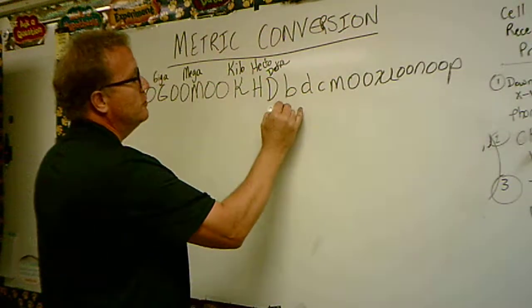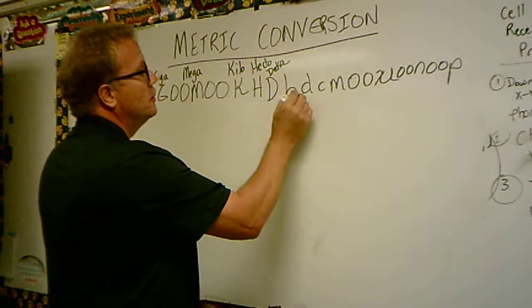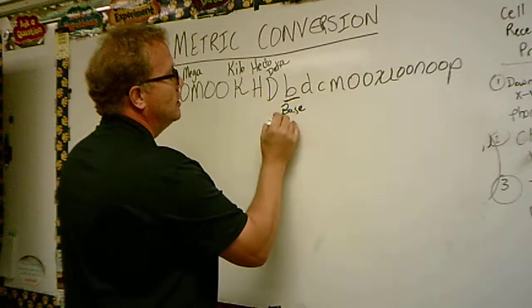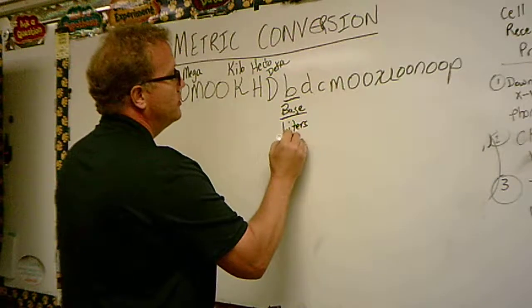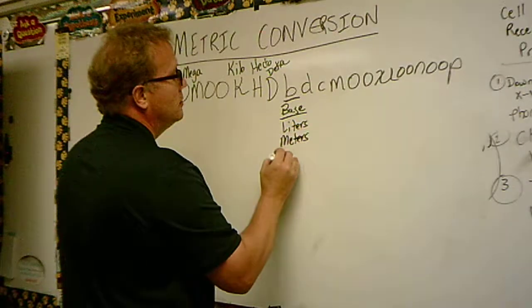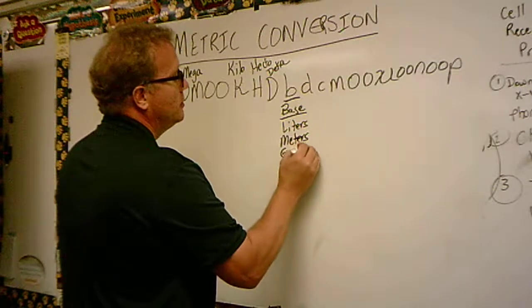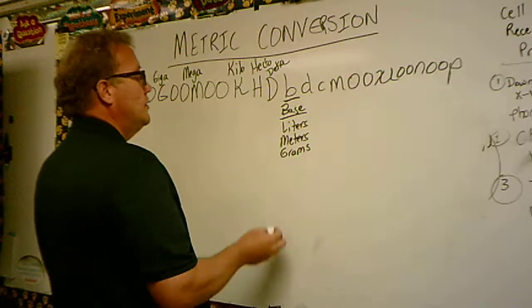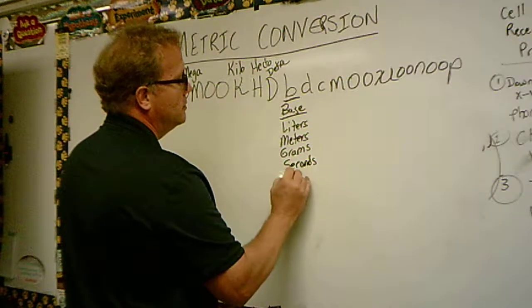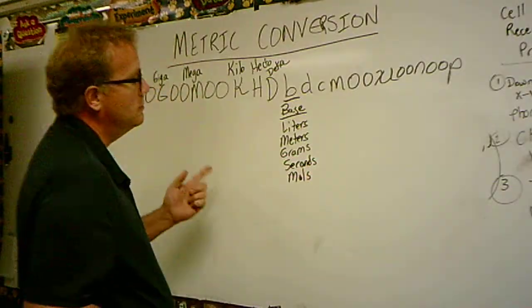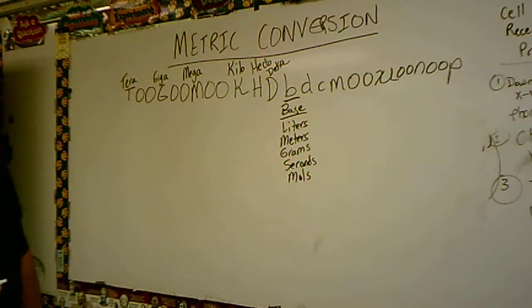These are my base units. That's why we have B. Base units would be liters, meters, grams, and seconds, and a unit called moles. And we may have others, but that's what we're going to use for right now.